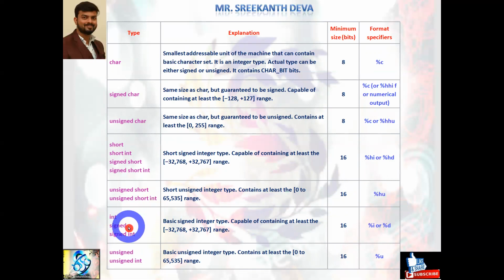Another type called int, signed int, basic signed integral type, capable of containing at least the range minus 32,768 to 32,767. It occupies 16 bits, means 2 bytes of memory. The format specifier for integral type is percentile i or percentile d, represents integral format specifier. Unsigned int. See, this is the range 0 to 65,535. It occupies 2 bytes of memory, 16 bits. The format specifier is percentile u. Percentile u represents what? Unsigned integral.